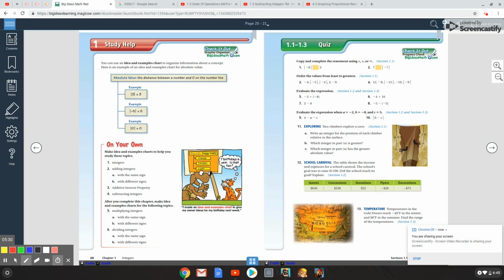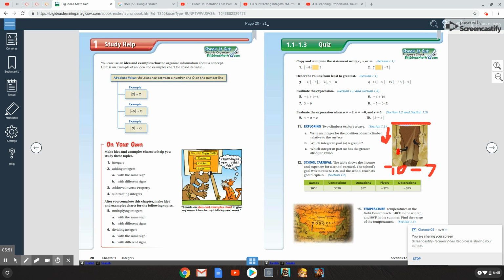So 2 climbers explore the cave. There they are in the picture. Write an integer for the position of the climber. So the position of this climber, as you can see, is negative 10 feet because this is the ground and this is negative 10. So the first person's at negative 10, and then the second person is at negative 7.